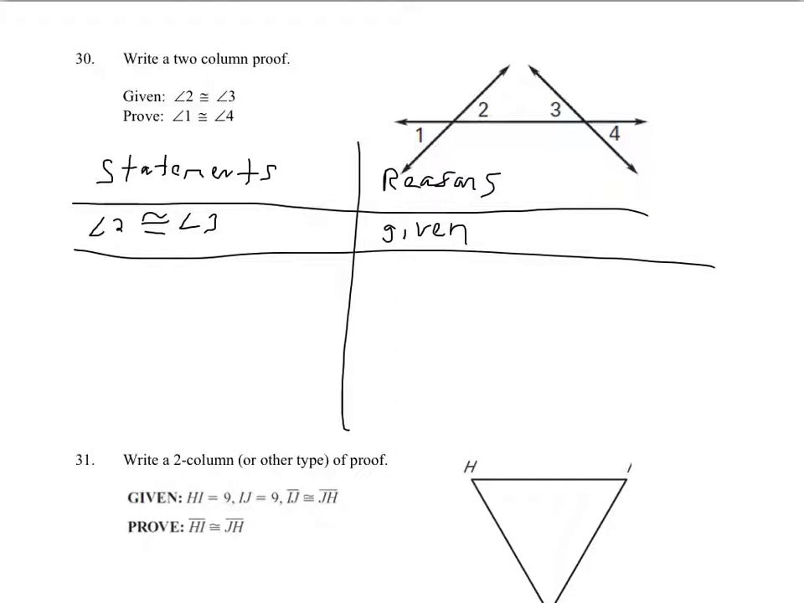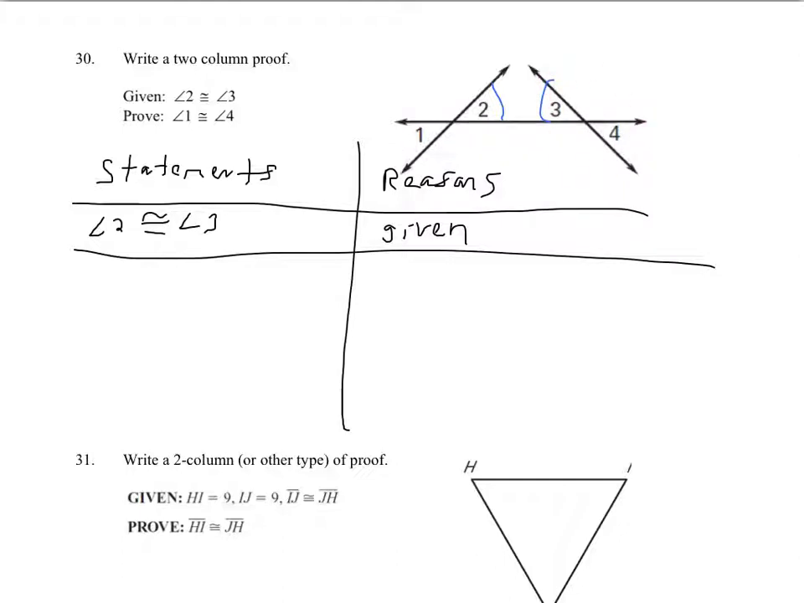Alright, maybe I'll mark that on my diagram, angle 2 congruent to angle 3. And in the end, I need to prove that angle 1 is congruent to angle 4. So maybe you have an idea of how to do that, maybe you don't. What I would suggest, if you don't really know where to go, is try to just think of things about what you're given that are true.